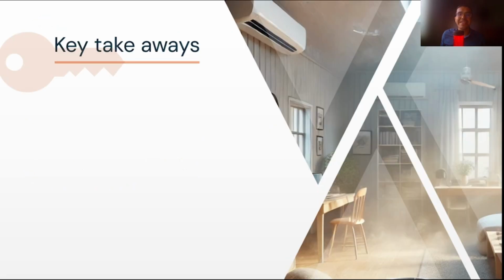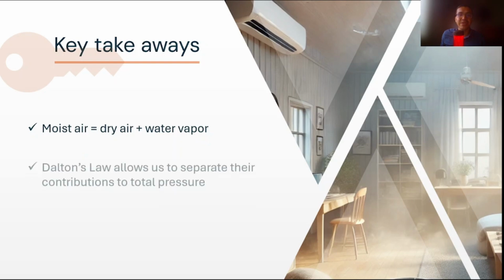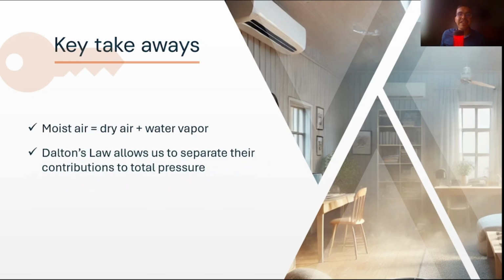Let's review what we learned. Moist air is a mix of dry air and water vapor. Dalton's law allows us to separate their contributions to total pressure. The ideal gas law helps us to relate pressure, volume, and temperature for each component.